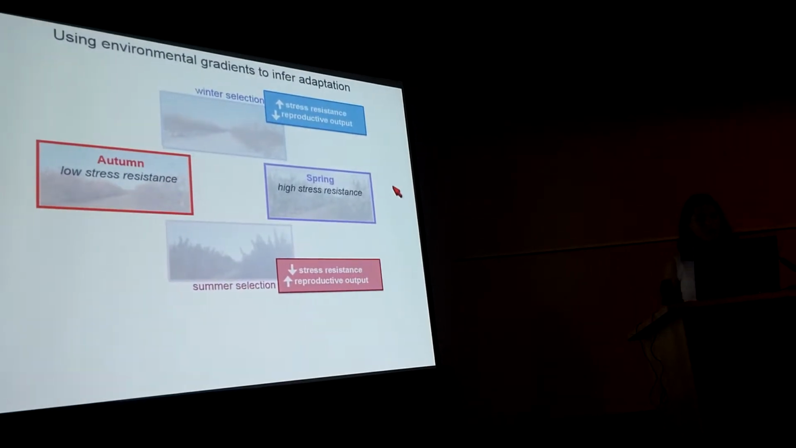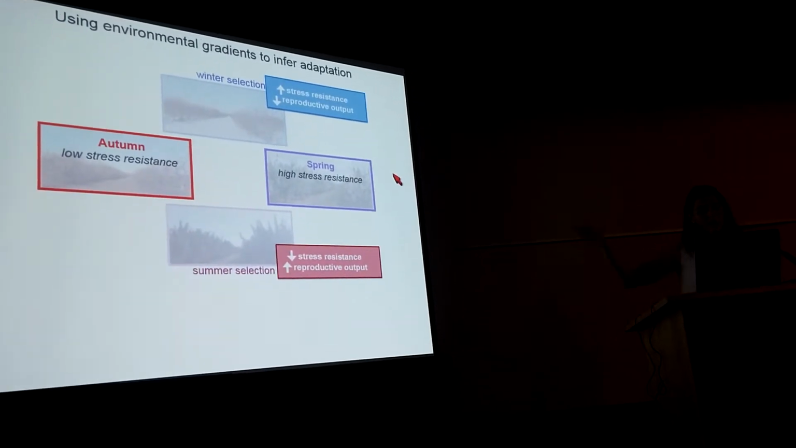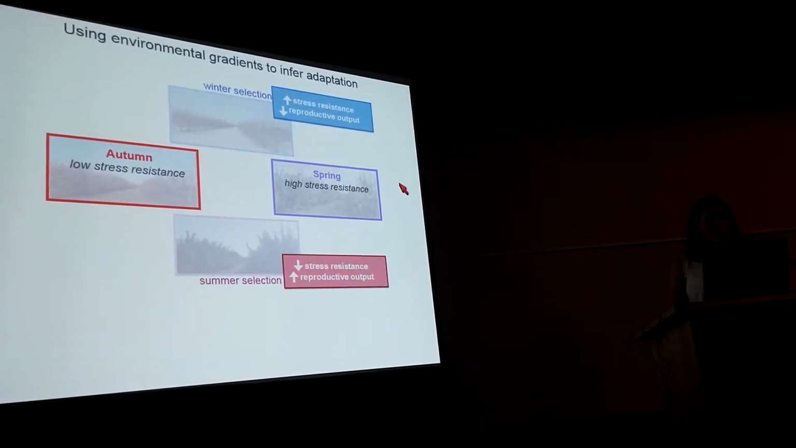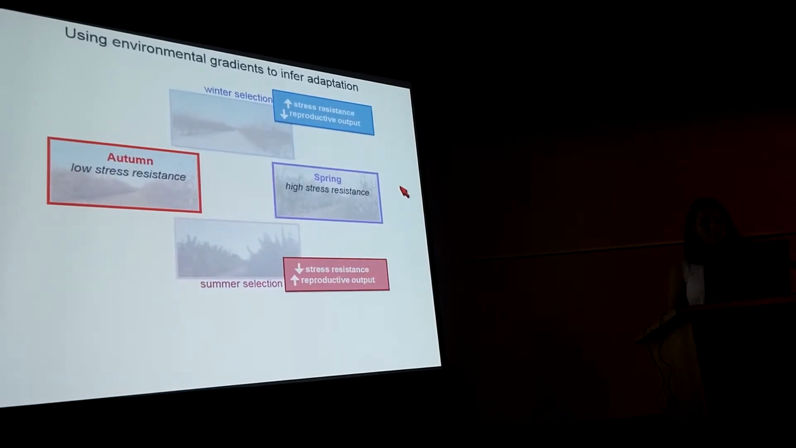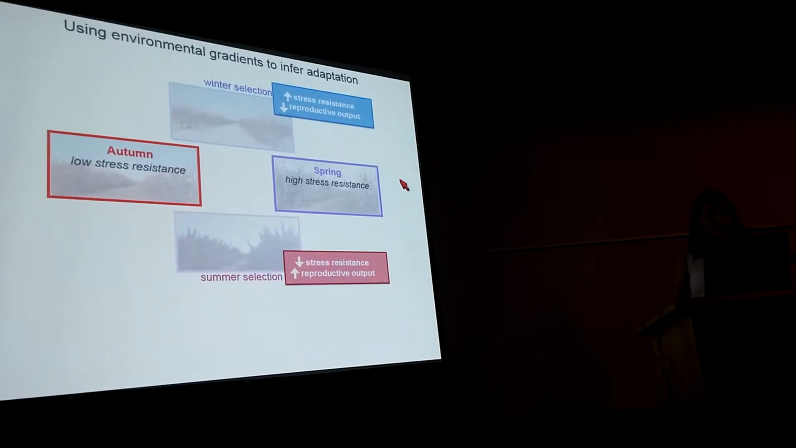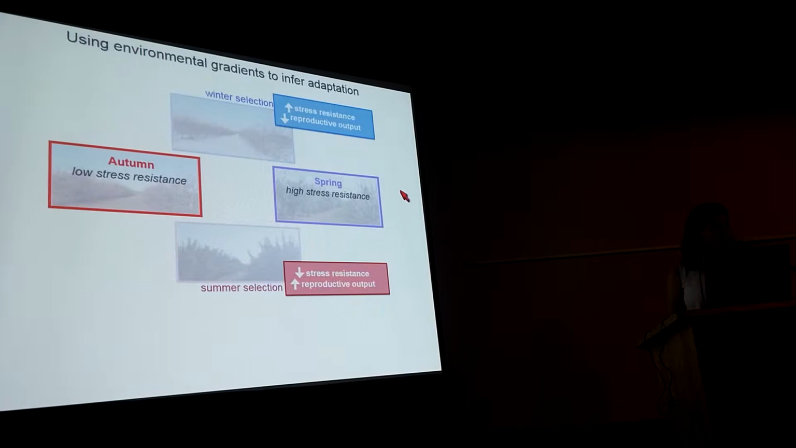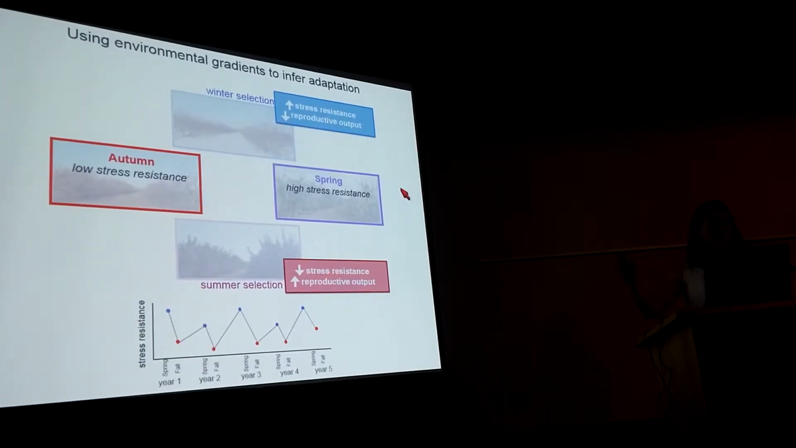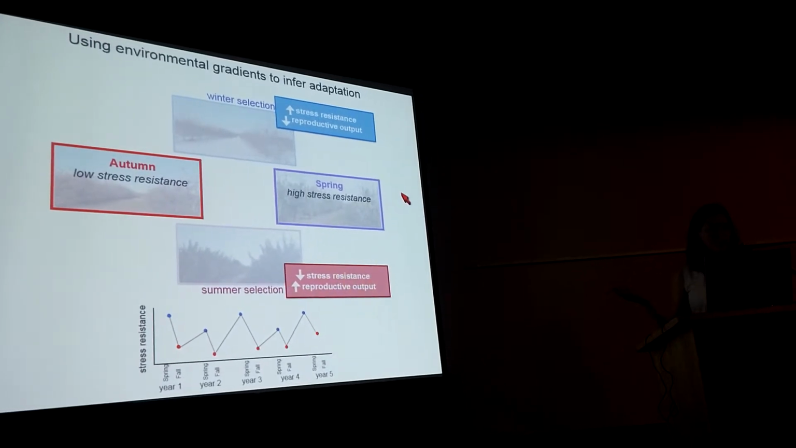the cold environment of the winter would select for stress resistance. So when you collect flies in the spring, they would have elevated stress resistance. Throughout the summer, when the population is expanding and there's a release from the selection pressure, we would expect a decline in stress resistance, and therefore flies sampled in the autumn would be expected to have lower stress resistance. And because the seasons continue to cycle, we would expect an oscillation in these traits over time as well.